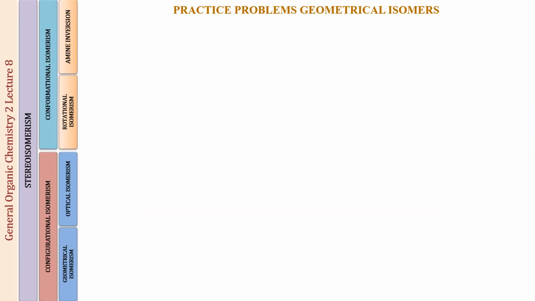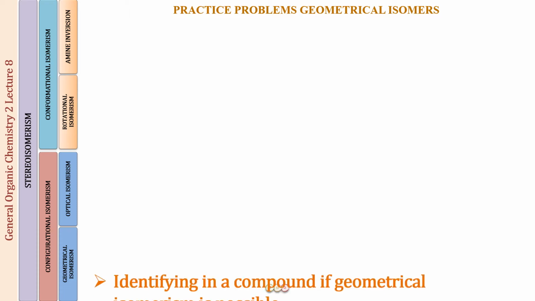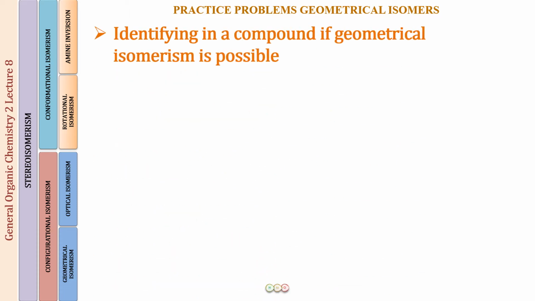What type of questions are asked in the examination from geometrical isomerism? Broadly, you will be seeing two types of questions. Type 1 is when we have to identify in a compound if geometrical isomerism is possible or not. For example, a structure is given to you, and can you tell what this is? This is carbon number 1, 2, 3, 4, a double bond at position number 2. So this is but-2-ene. You have to tell whether in but-2-ene geometrical isomerism is possible or not.